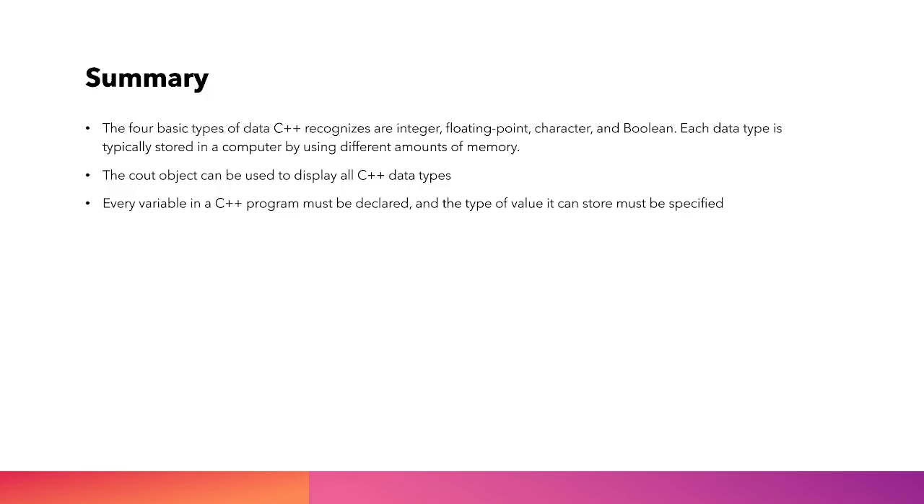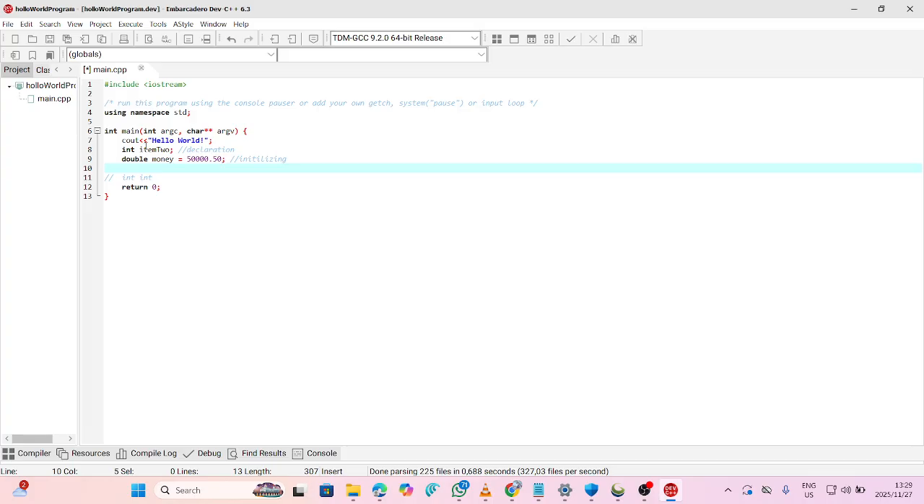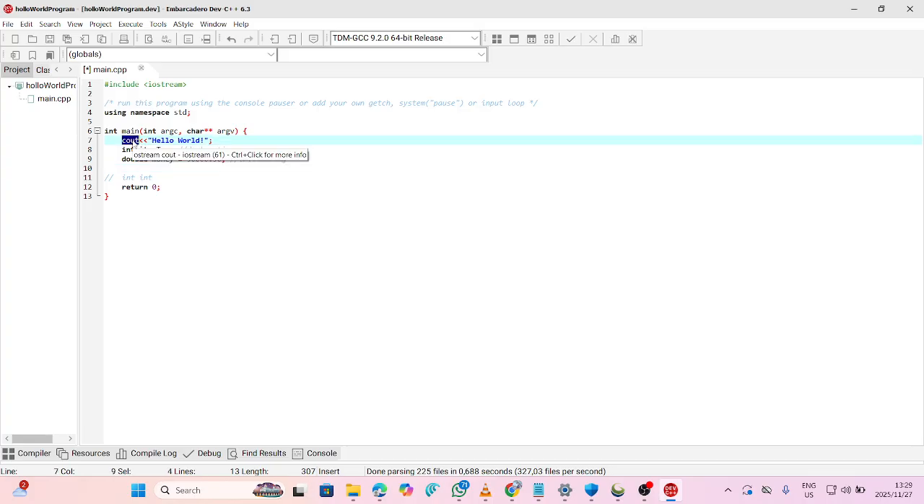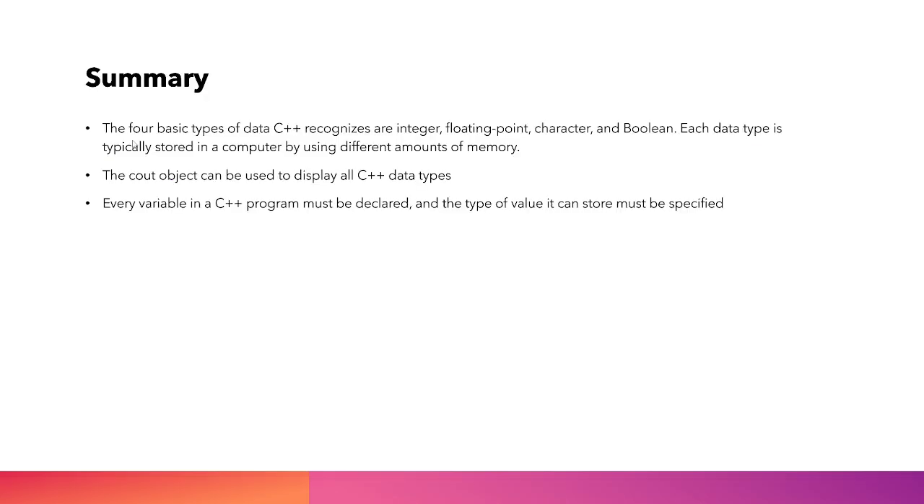Okay, the cout object can be used to display all the C++ data types. So you can even see here, you can display the data type with cout, so it's cool. And every variable in a C++ program must be declared. Every variable, I'm repeating, every variable in a C++ program must be declared, and the type of value it can store must be specified.